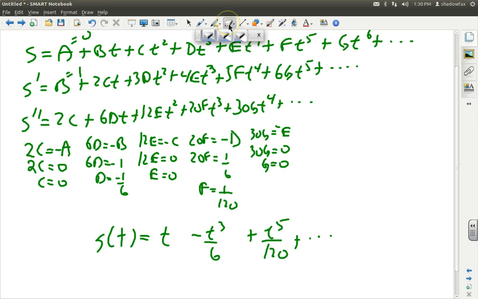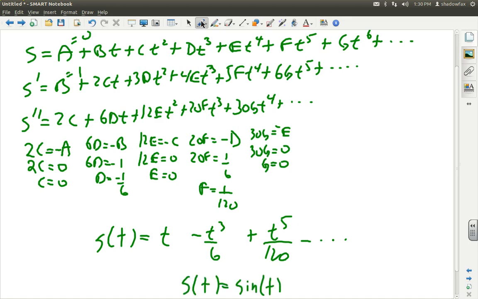Let me clean that up a little bit. What was it? Plus t to the fifth over 120 minus stuff, right? And isn't that just sine? You know the Maclaurin expansion for sine, right? Okay, sometimes it's recognizable, sometimes it's not, but there you go.